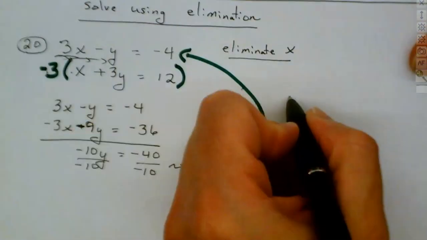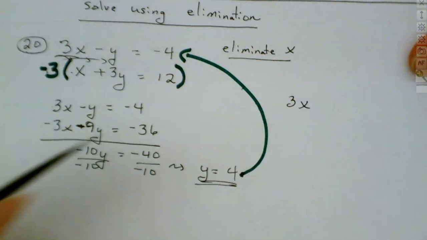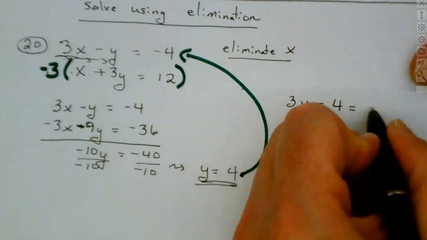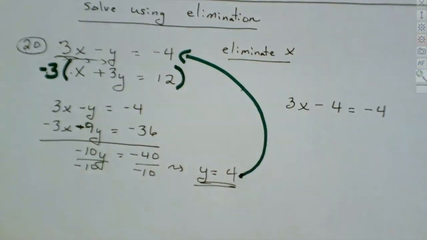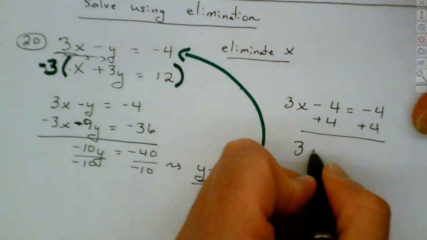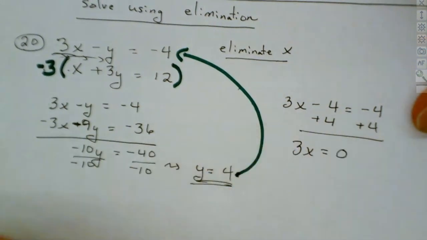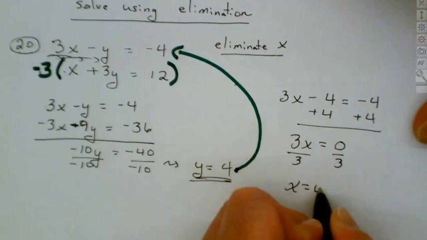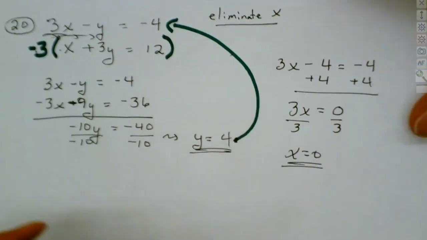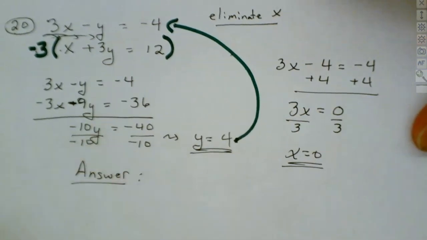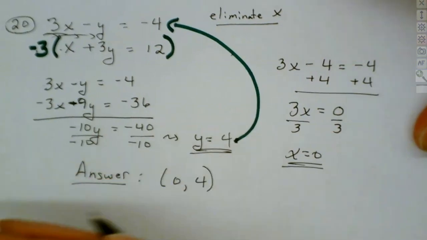So plug in your 4, and that is then 3x minus y, which is 4, equals that minus 4. Now we can solve this, so add your 4. So those go away. So 3x equals 0. Divide by your 3, and x now equals 0. So as an ordered pair, what would my answer look like? Well, my answer is going to look like 0, 4.